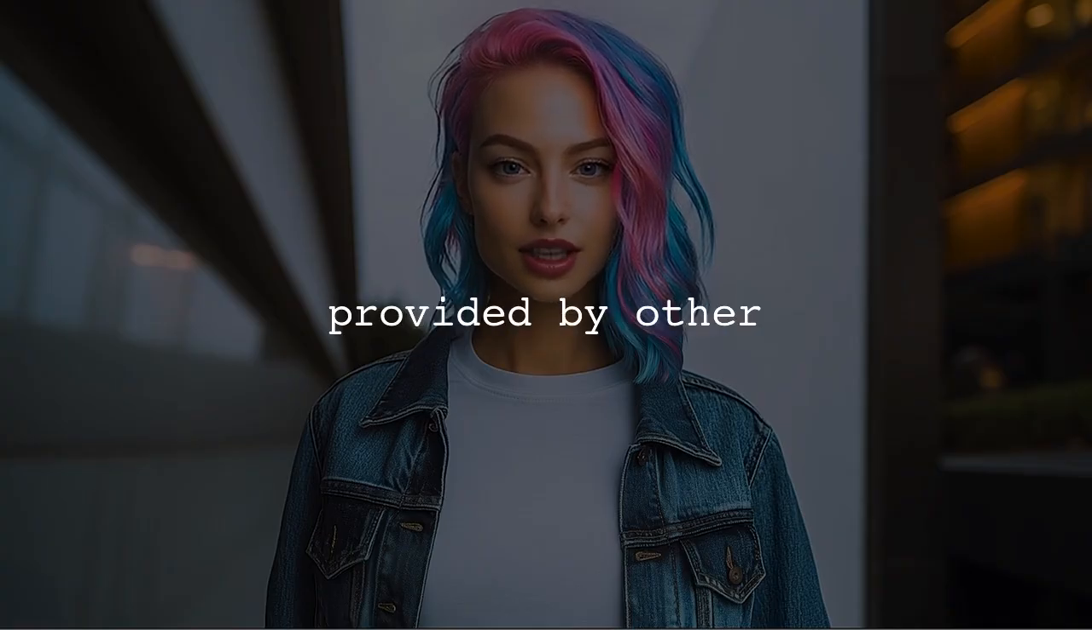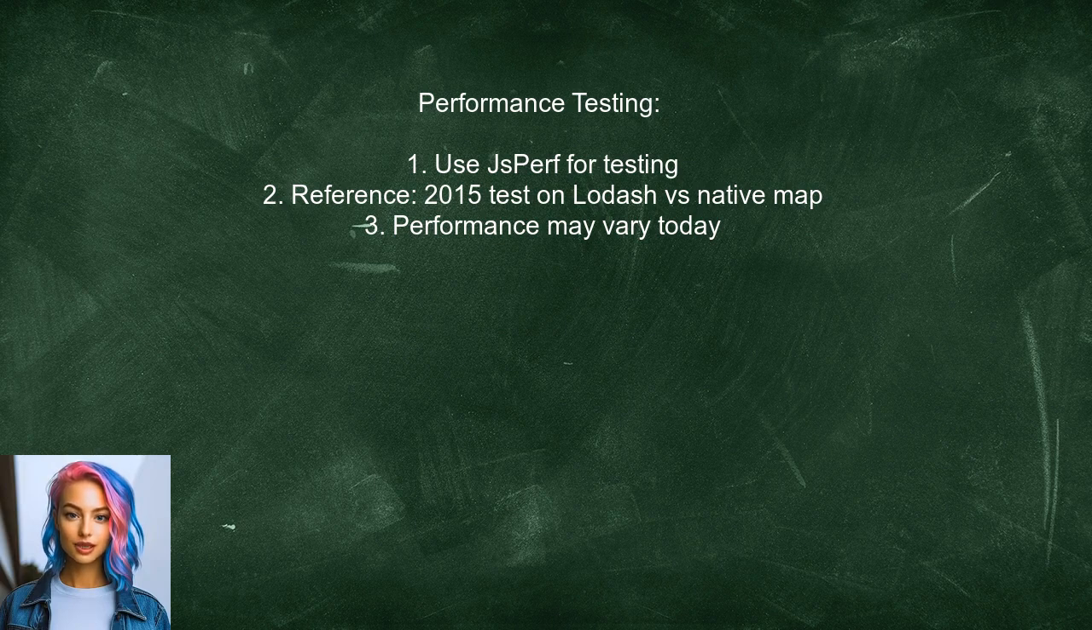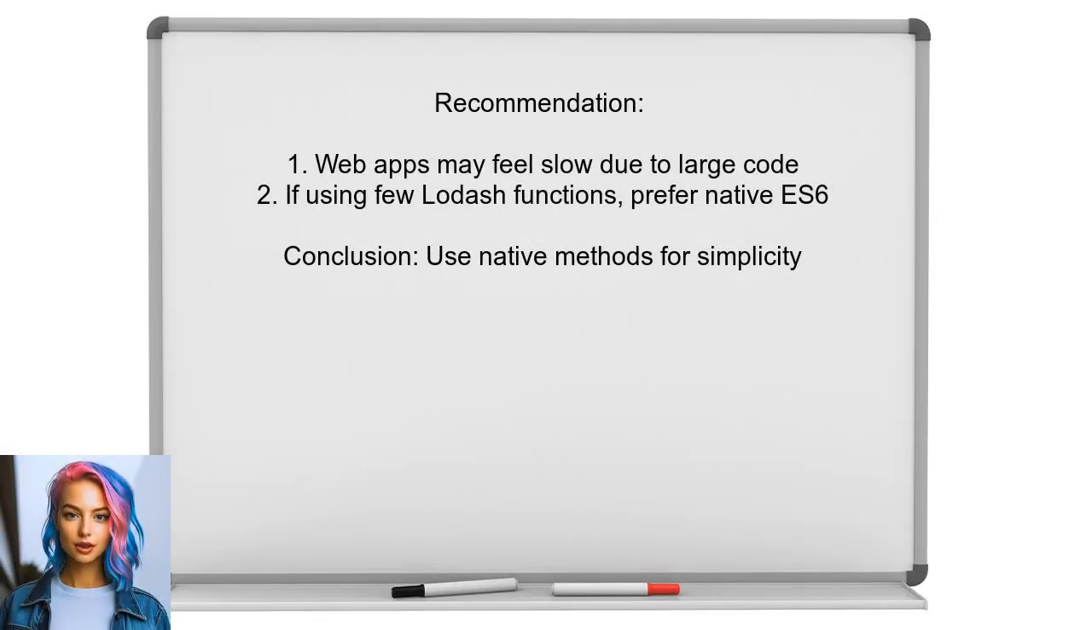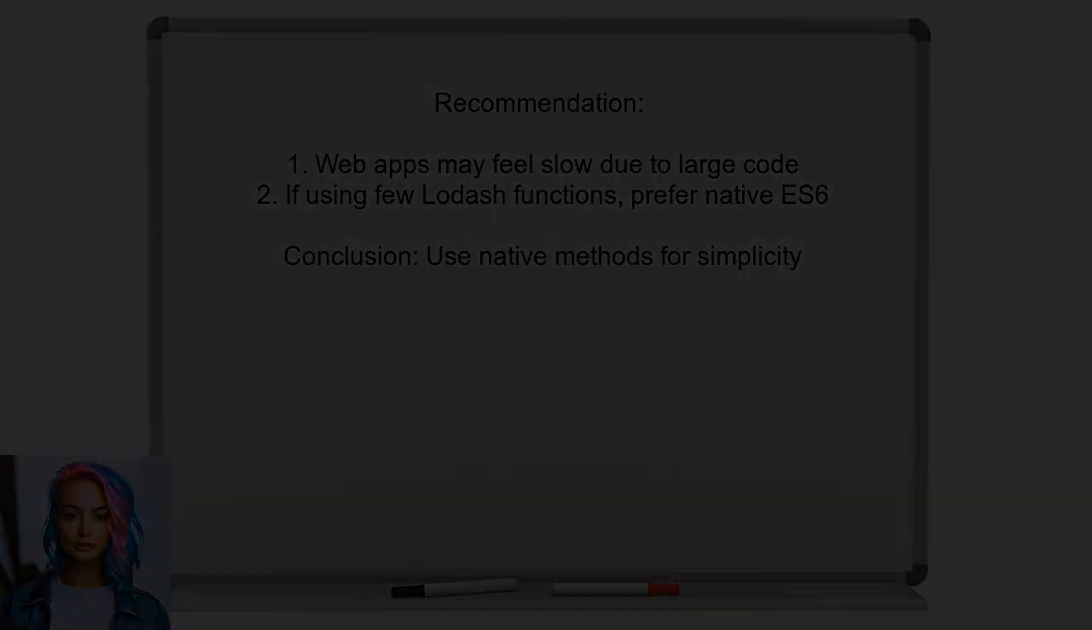Now let's look at the answers provided by other users. One user suggests using JSperf to test the performance of Lodash versus native JavaScript functions. They reference a 2015 test showing that Lodash's map function was faster than the native version, though they note that performance differences may vary today. They also mention that web apps often feel slow due to loading large amounts of code, rather than JavaScript performance itself. If you're only using a few Lodash functions, they recommend sticking with the native ES6 methods.